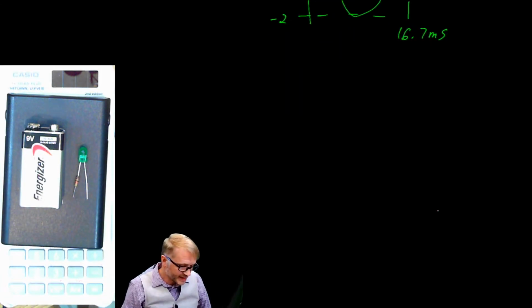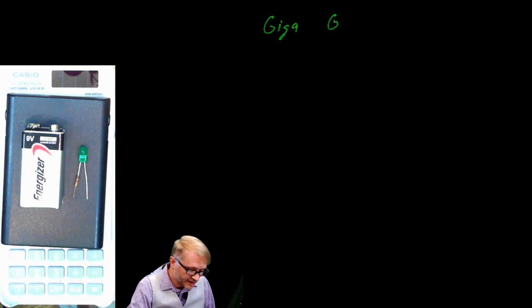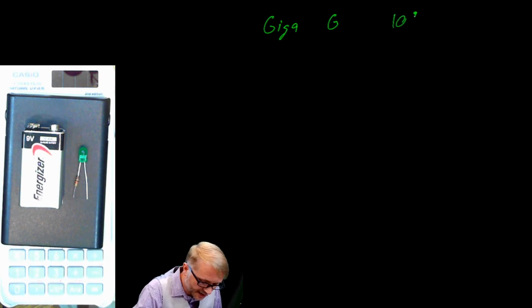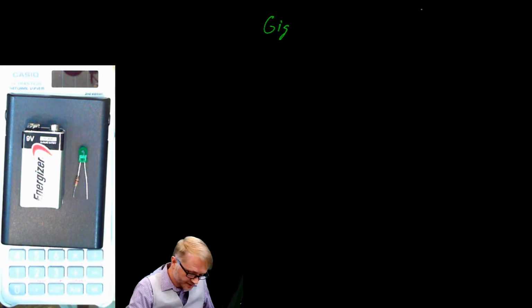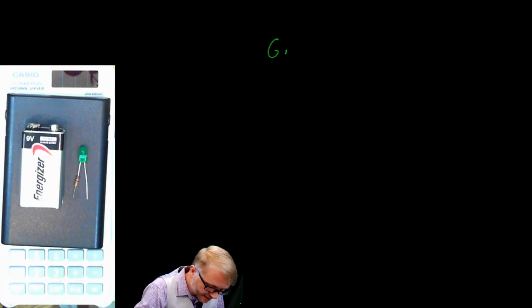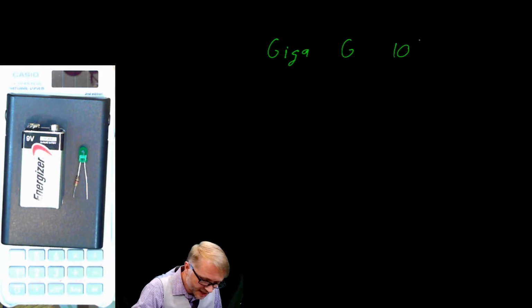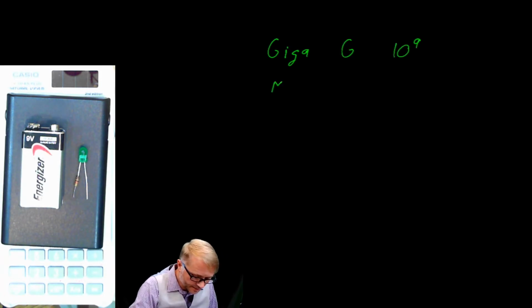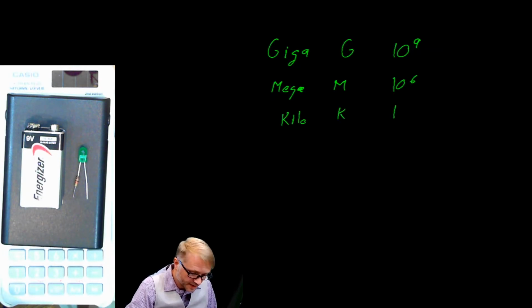In your book, there is a table of prefixes. You're going to want to commit these to memory. We have giga, which has a prefix of G. So that's 10 to the 9. Excuse me, my digitizer doesn't work up there. We have giga, prefix G, which is 10 to the 9. Mega, with an M, 10 to the 6th. Kilo, lowercase k, 10 to the 3rd.